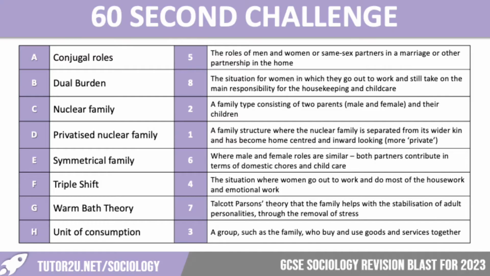We've got the warm bath theory for G7, which is Talcott Parsons' theory that the family helps with the stabilisation of adult personalities through the removal of stress. And H7, unit of consumption, a group such as a family who buy and use goods and services together. So that's a term used by Marxist sociologists.